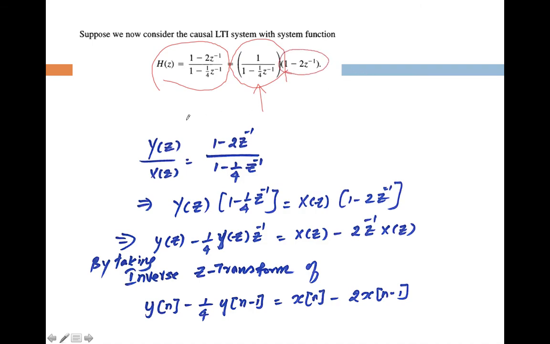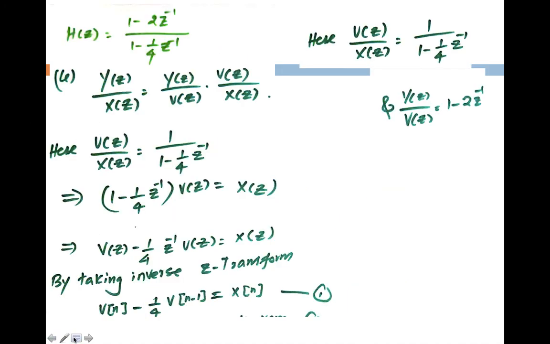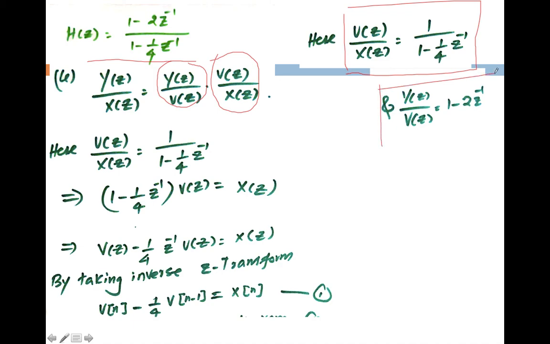So I'm just solving this equation like you take h of z is equal to this one. I'm going to write this equation like y by v of z into v of z. I'm just multiplying by v of z and dividing by v of z in this equation. I'm going to separate this function into two separate functions. That is, I'm going to consider v of z by x of z is equal to the first function, that is 1 by 1 minus 1 by 4 into z power minus 1, and y of z by v of z is equal to 1 minus 2 into z power minus 1. So first I'm going to consider this equation and I'm going to draw the block diagram.